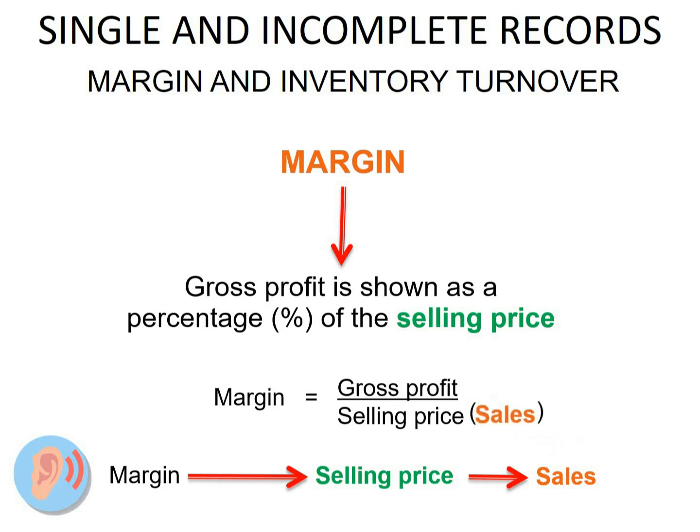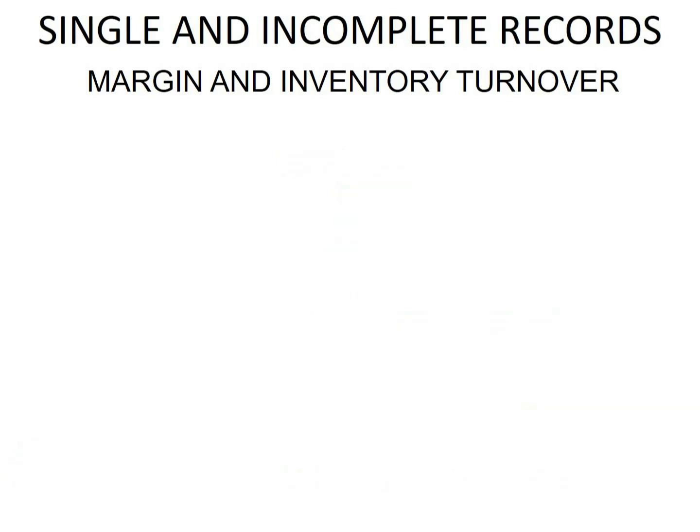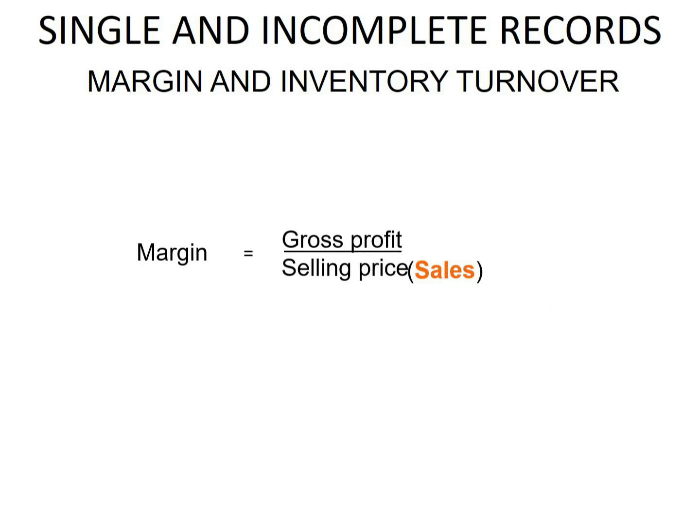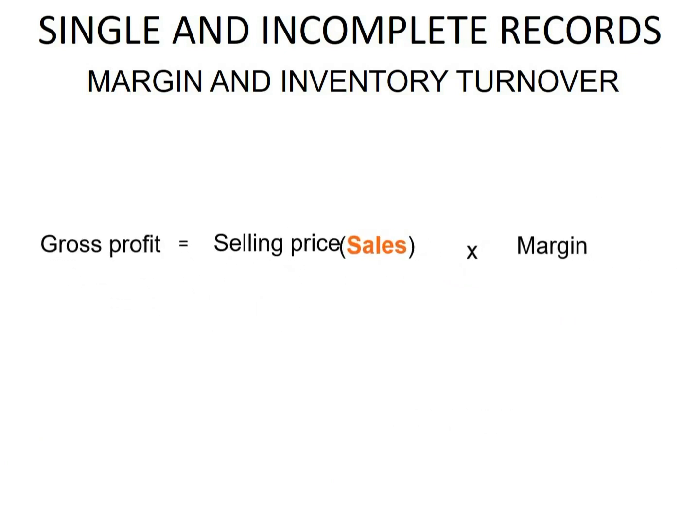Also, this formula can be modified in order to find the gross profit. So what you can do is modify this formula to say gross profit is equal to selling price multiplied by the margin, or gross profit is equal to sales multiplied by the margin.